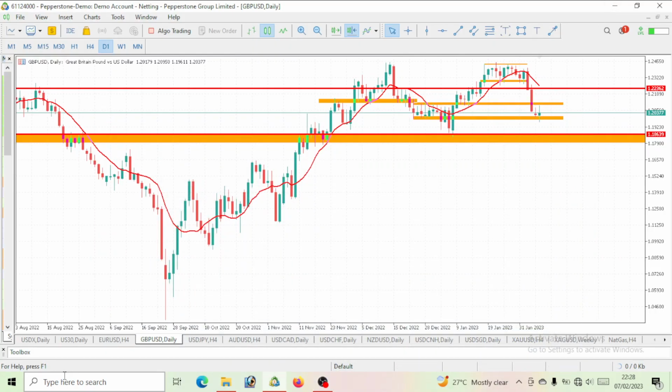So let's take a look at GBP USD for the next day, which is for February 8th.